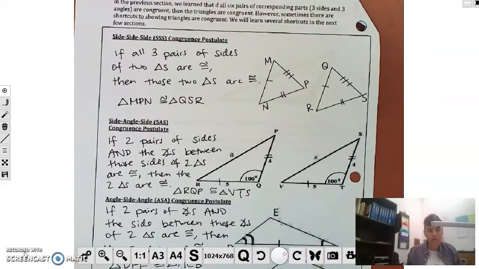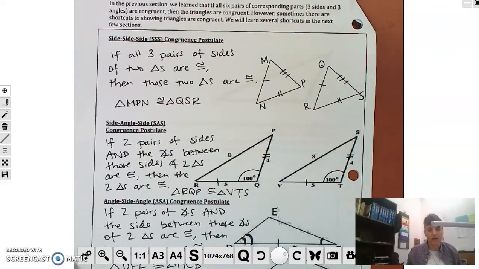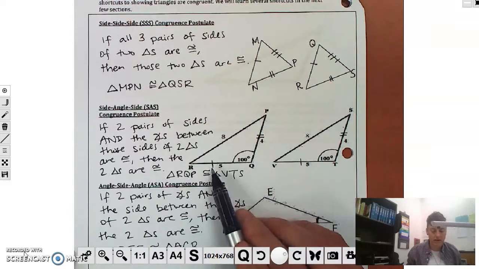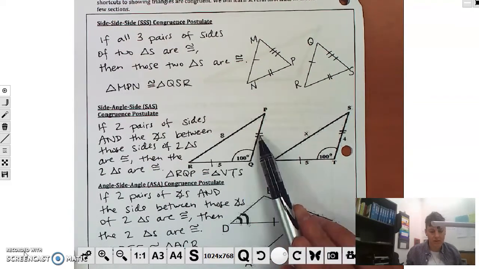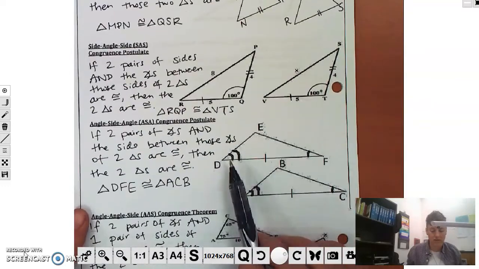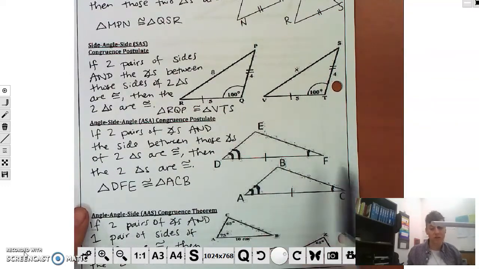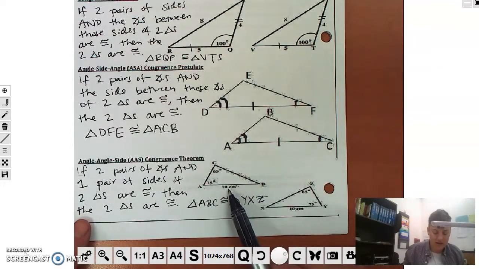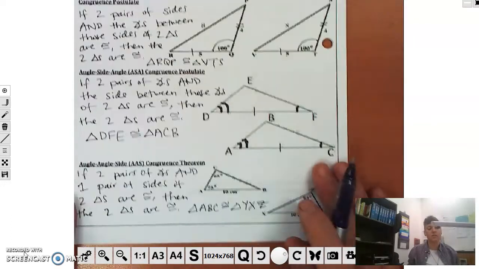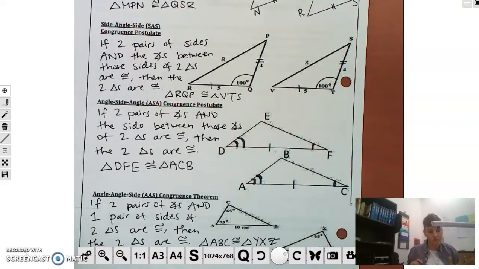All right. Side-side-side: all three pairs of sides are congruent. Side-angle-side: the angle between two sides is congruent. Angle-side-angle: the side between two angles is congruent. And angle-angle-side: the side is not between those two angles. If you have any of these situations, you know that the triangles are congruent.